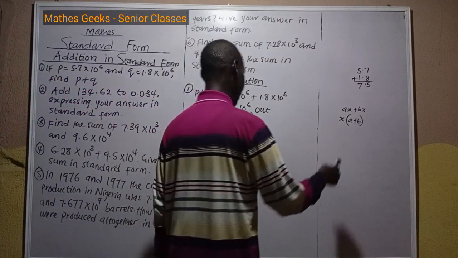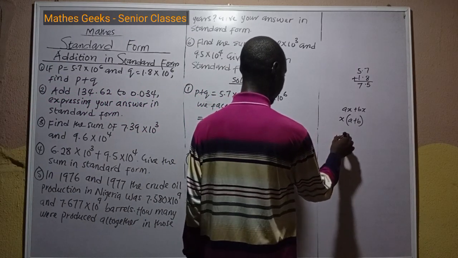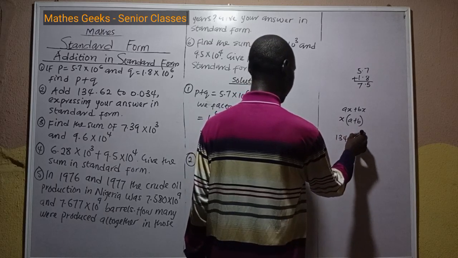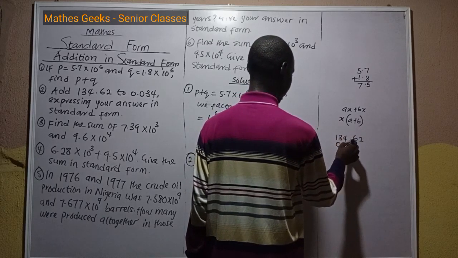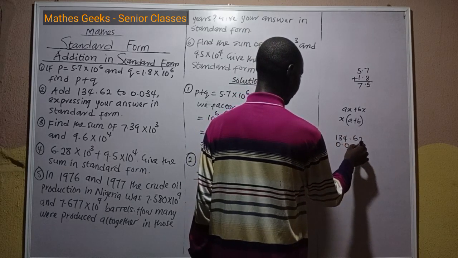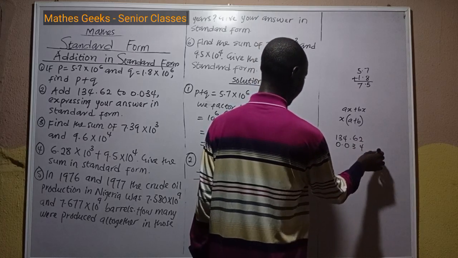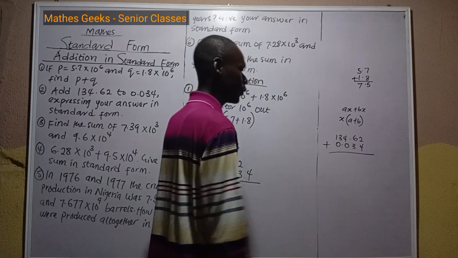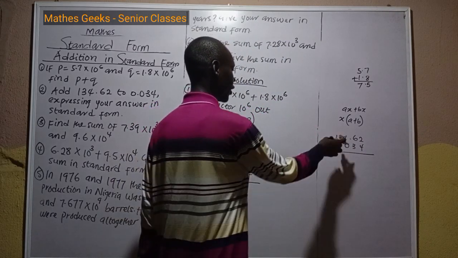Sometimes you even make the mistake of arranging it like this: 134.62, then 0.034 placed wrongly, and then you add. The answer can never be correct if you arrange it like this.